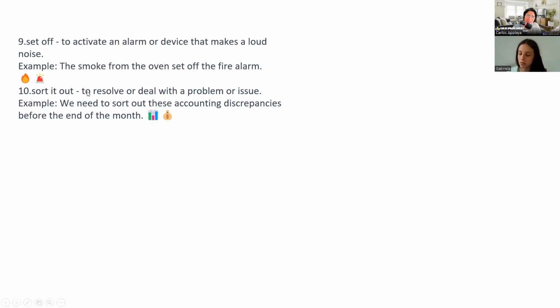And sort it out is to resolve or deal with a problem or issue. Solucionar o lidiar con un problema. Todo eso es sort it out. We need to sort out these accounting discrepancies before the end of the month. You say sort it out.